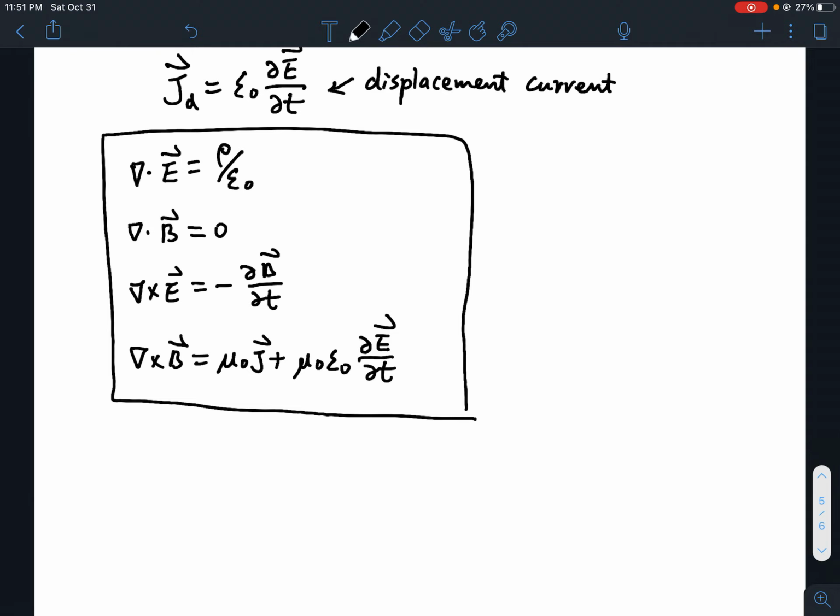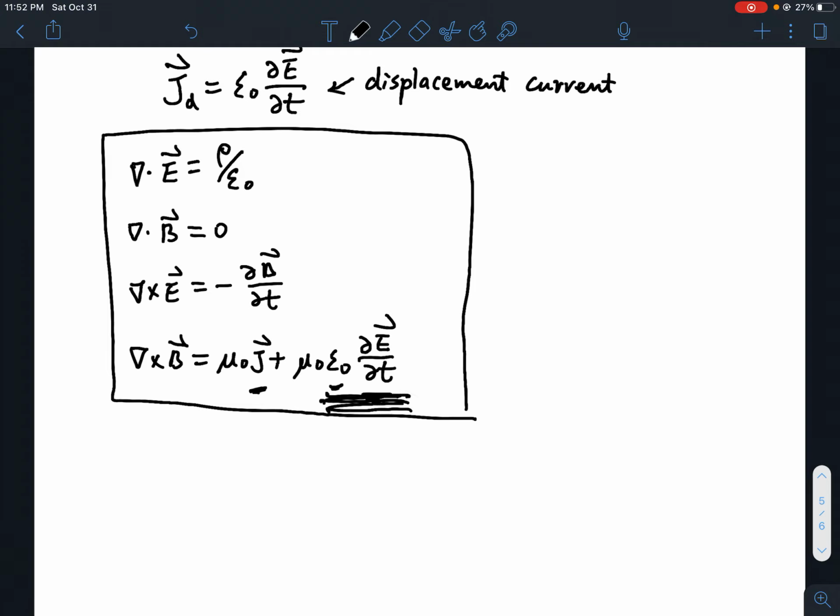From here you can see that if E is constant, partial E over partial t becomes 0, and we go back to the Ampere's law that we have for magnetostatics. And even when E is changing, you may remember that epsilon is a small value, so this displacement current is usually much smaller than J. That is why Faraday didn't really detect this during his experiments.